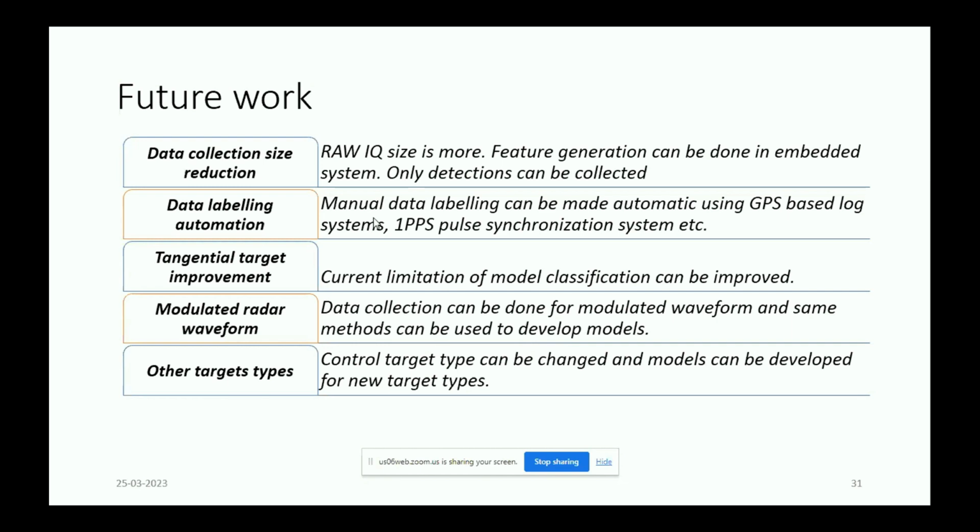Another thing is that data labeling can be automated. What we have done is manually label the data, but we can apply some sort of GPS log based technique where data labeling can be done automatically. And the limitations which I have already explained can also be improved. For example, tangential target improvement, a modulated radar waveform can be used, and the same experiment can be done for other kinds of targets.